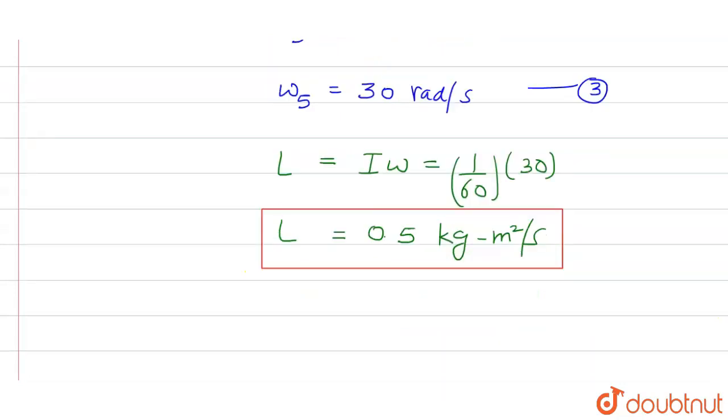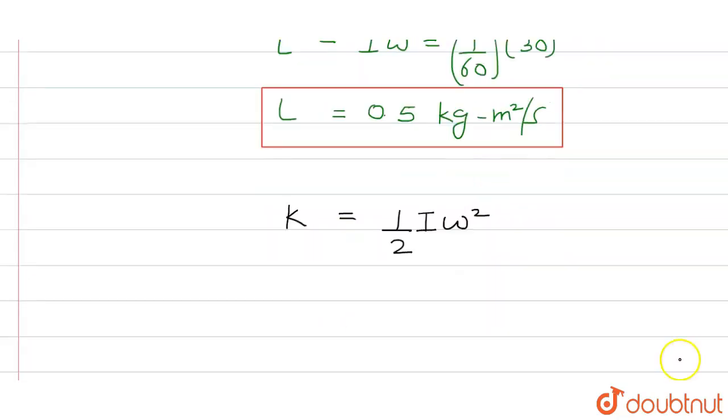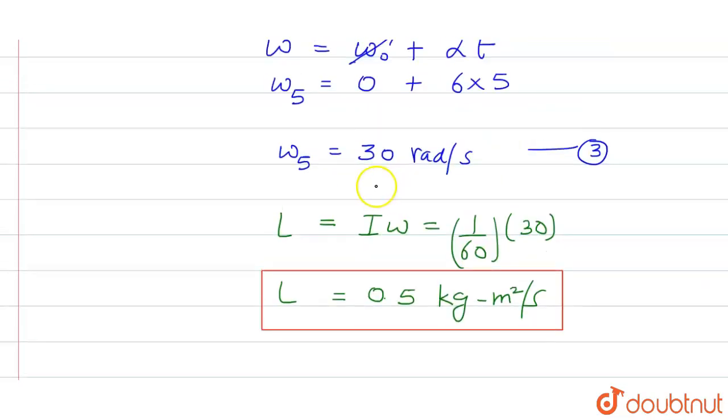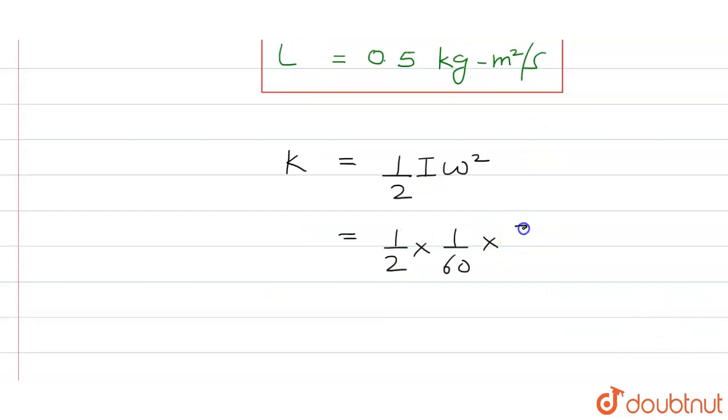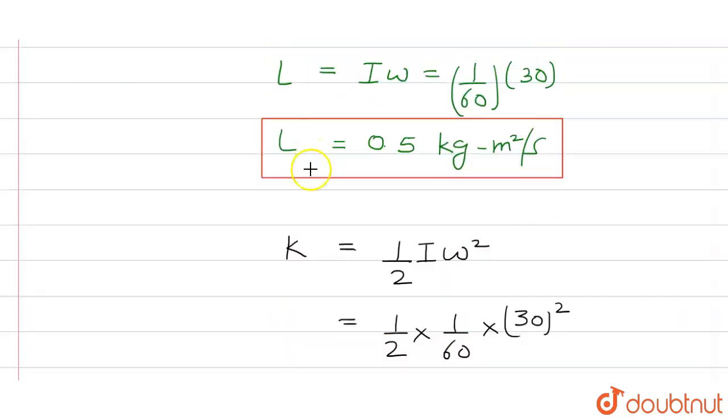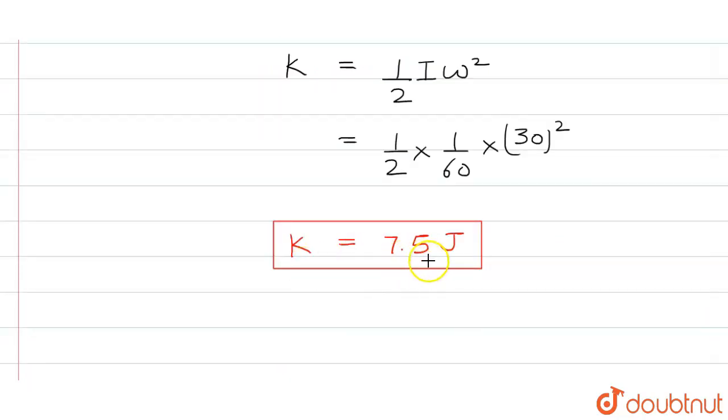Now we'll find kinetic energy, which is given by half times moment of inertia times omega square. Moment of inertia is 1 by 60, and omega at 5th second was 30 radians per second, so this is 30 squared. On solving, we will get kinetic energy as 7.5 joules. So this is our final answer, and this concludes our solution. Angular momentum is 0.5 kg meter square per second and kinetic energy is 7.5 joules.